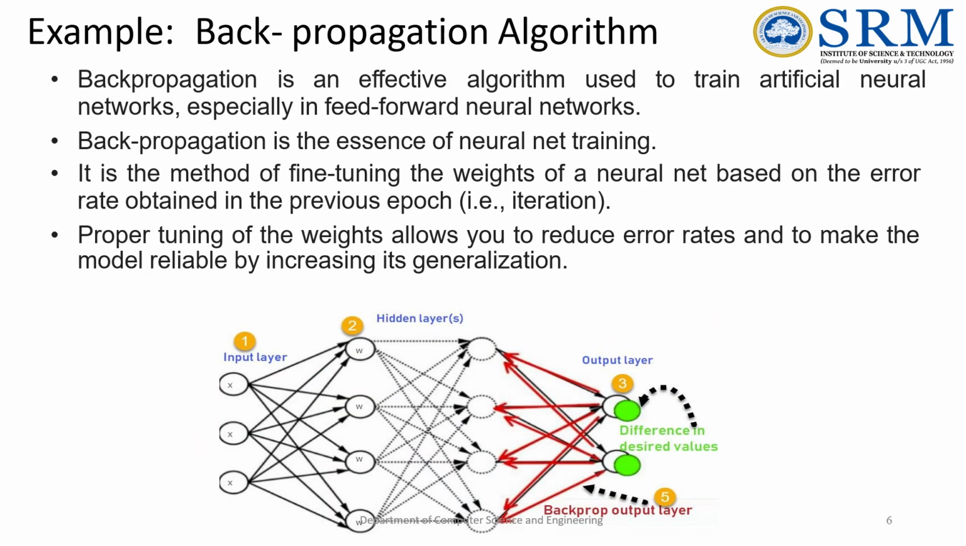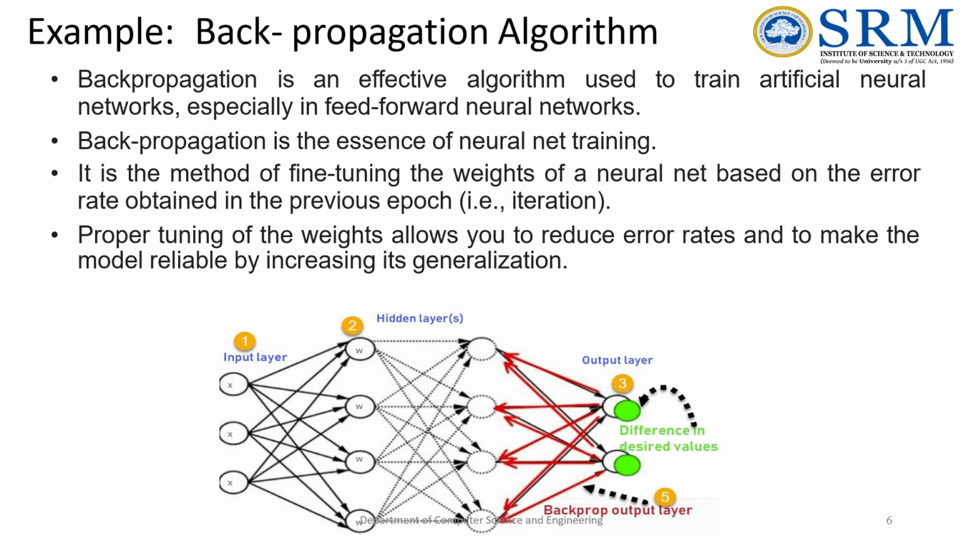Next, we will be moving to the backpropagation algorithm. It's a good example for an artificial neural network. It is the backpropagation of errors, the most widely used learning algorithm, and an effective algorithm used to train the ANN, especially a feed-forward neural network. It helps the neural network learn from mistakes by calculating the error in the output and adjusting the weights of the connections to reduce the error.